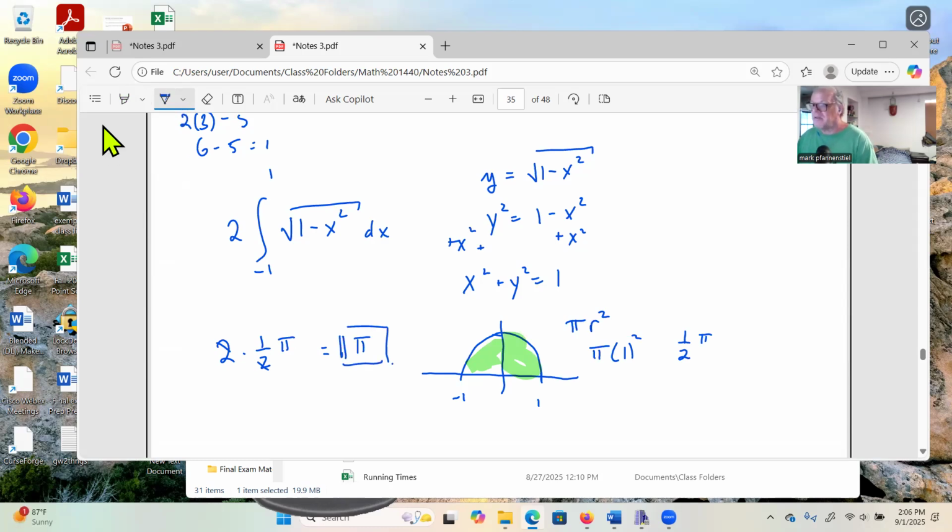Okay? So when you see this type of integral, you've got to be a little bit careful with it. You have to realize that, oh, that's right, it's a circle. And we have to go through and deal with it that way. Okay? So be a little bit careful when we have this.